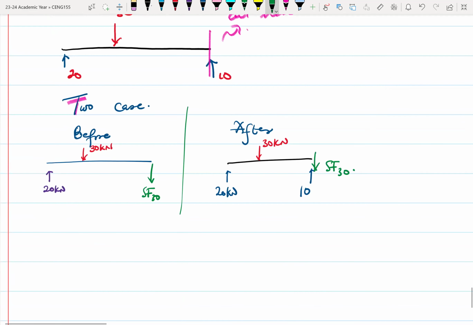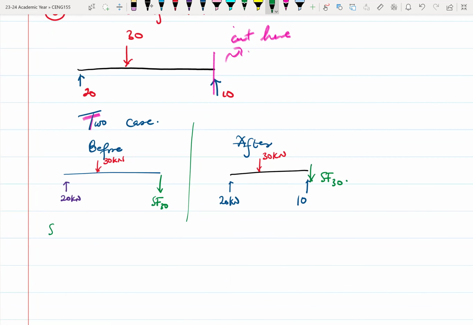So in the first case, my shear force at 30 will be 20 minus 30, which will give me minus 10 kilonewtons. Then in case 2, or the after, my shear force at 30 will be equal to 20 minus 30 plus 10 equals 0. So the shear force at 30 after the point load is 0.